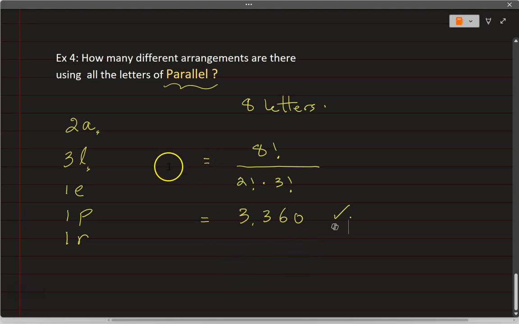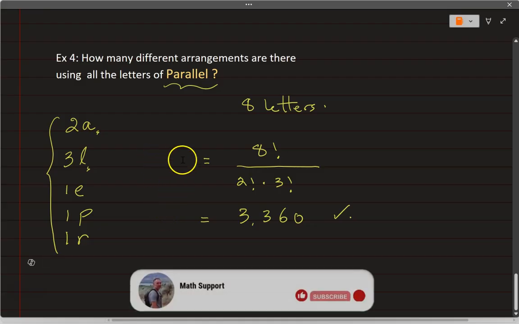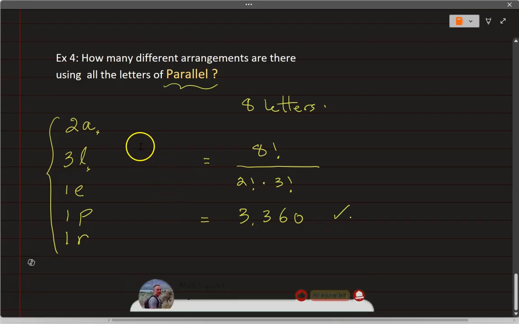Notice that I listed all the repeated objects on the side, and that's a good way of taking inventory of what you have when you're dealing with questions like this, especially permutation questions where you have repeated objects. Pay attention to that, and that's basically it for the last question.